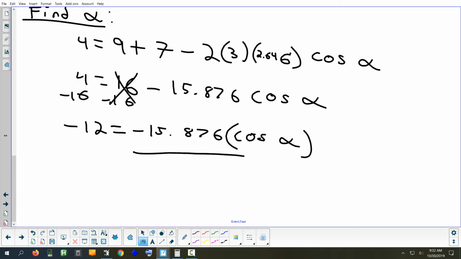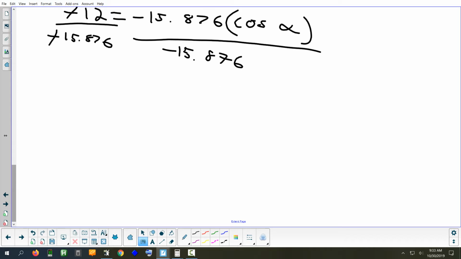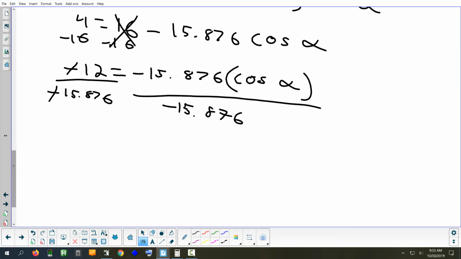All right, so negative 15.876. Divide by negative 15.876. I'm not even going to do this out. Okay, I'm just going to cancel the negatives. And I'm just going to leave it as 12 divided by 15.876. Why? Because I don't really care what 12 divided by 15.876 is. All I care about is the final answer.